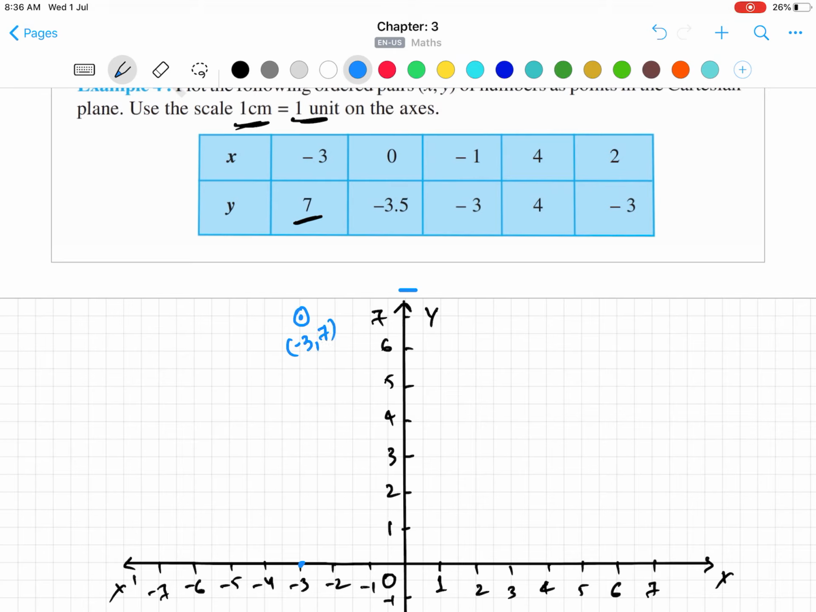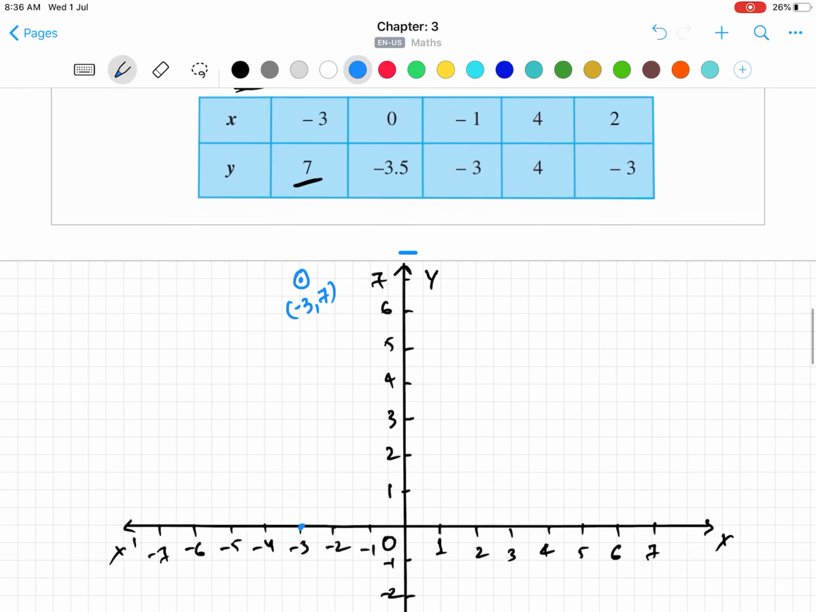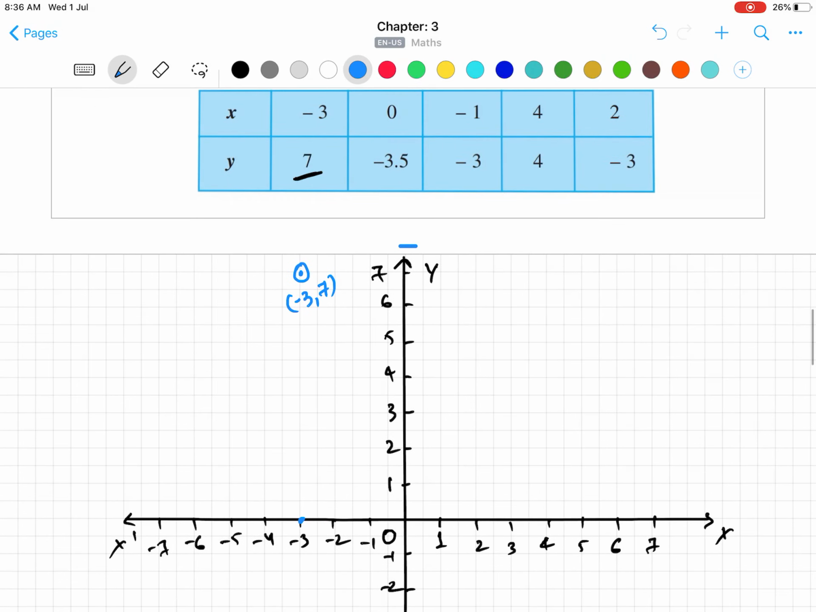Okay, next we have x 0 and y 3.5. x is 0, that means now we'll stay at the origin. x is 0 and y is -3.5.